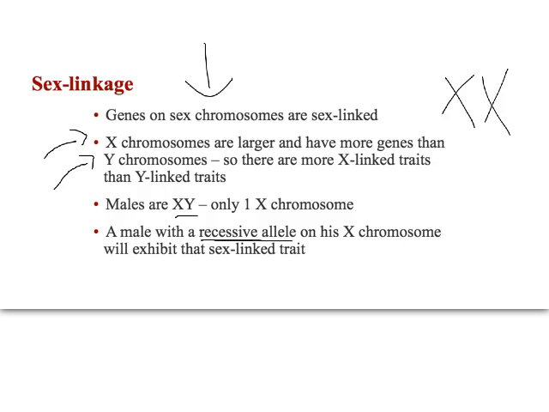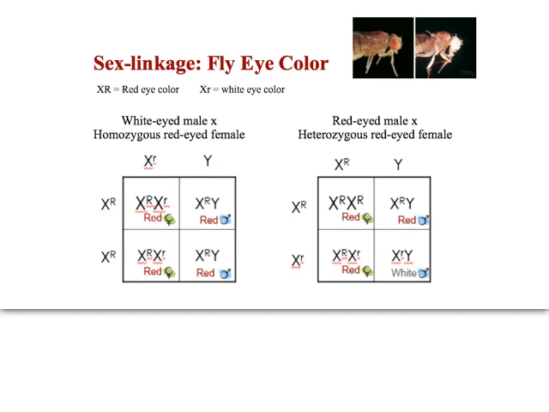So let's look at an example. In flies, eye color is on the X chromosome. So we're going to write an X and then a capital R if the fly has the dominant allele, which is the allele for red eye color. And then we put an X with a little r if they have white eyes. The reason we include the X here is because this indicates that the gene is on the X chromosome.